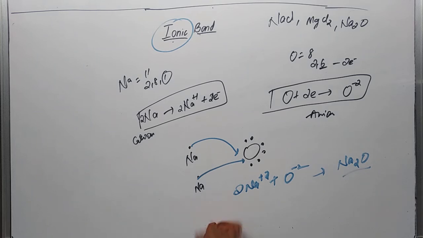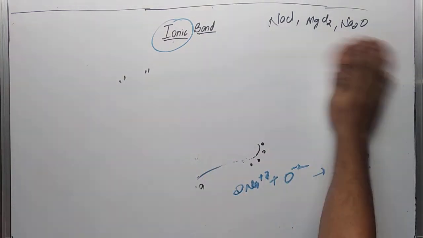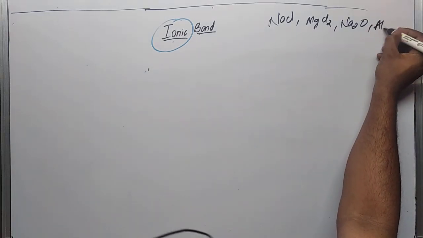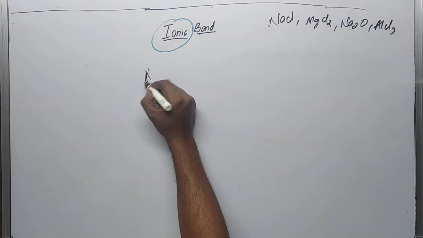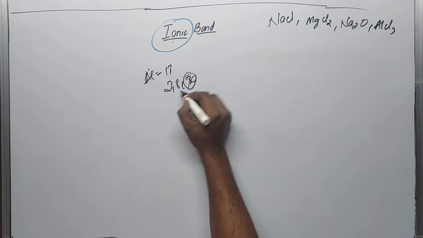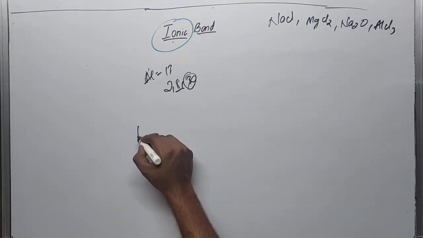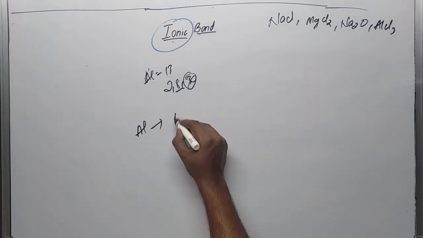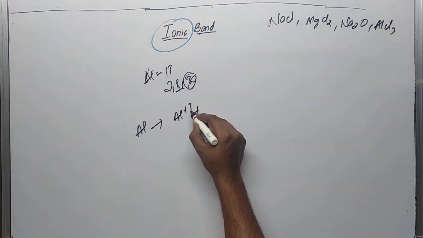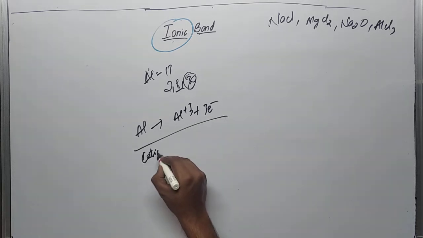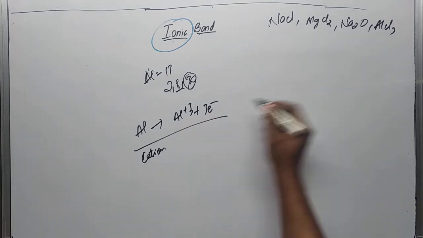So the fourth one is simple, AlCl3. Okay, aluminum trichloride you can say. AlCl3. Aluminum atomic number is 13. This can be written as 2, 8, 3. If you remove these 3 electrons, it will become an octet. So the cation Al gives Al plus 3 plus 3 electrons. So this is the formation of a cation. Here a cation is formed, with positive charge.